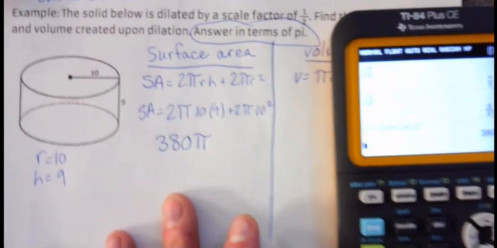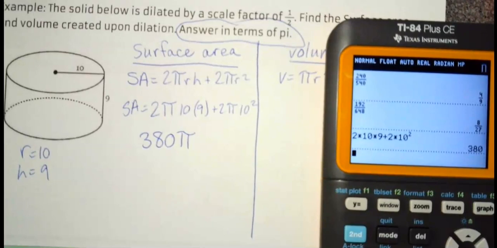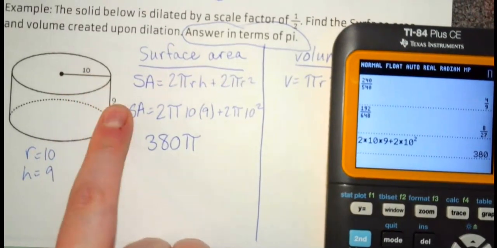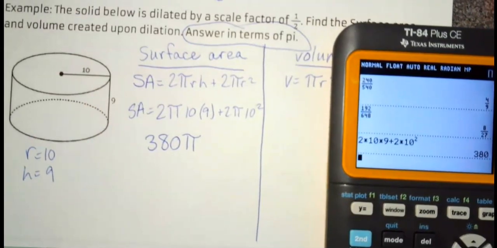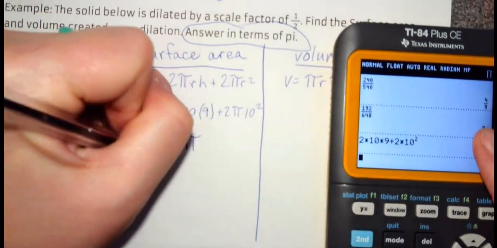We can't really see that. All right, 380 pi. Here's what I think confuses people the most, because they see 1/2 and then they're like, all right, I just need to cut that surface area in half. But no, that's not what's happening. What's happening is you are dividing the 10 by 2 and you're dividing the 9 by 2. And then you're figuring out the surface area, which the change in the surface area is actually that number.